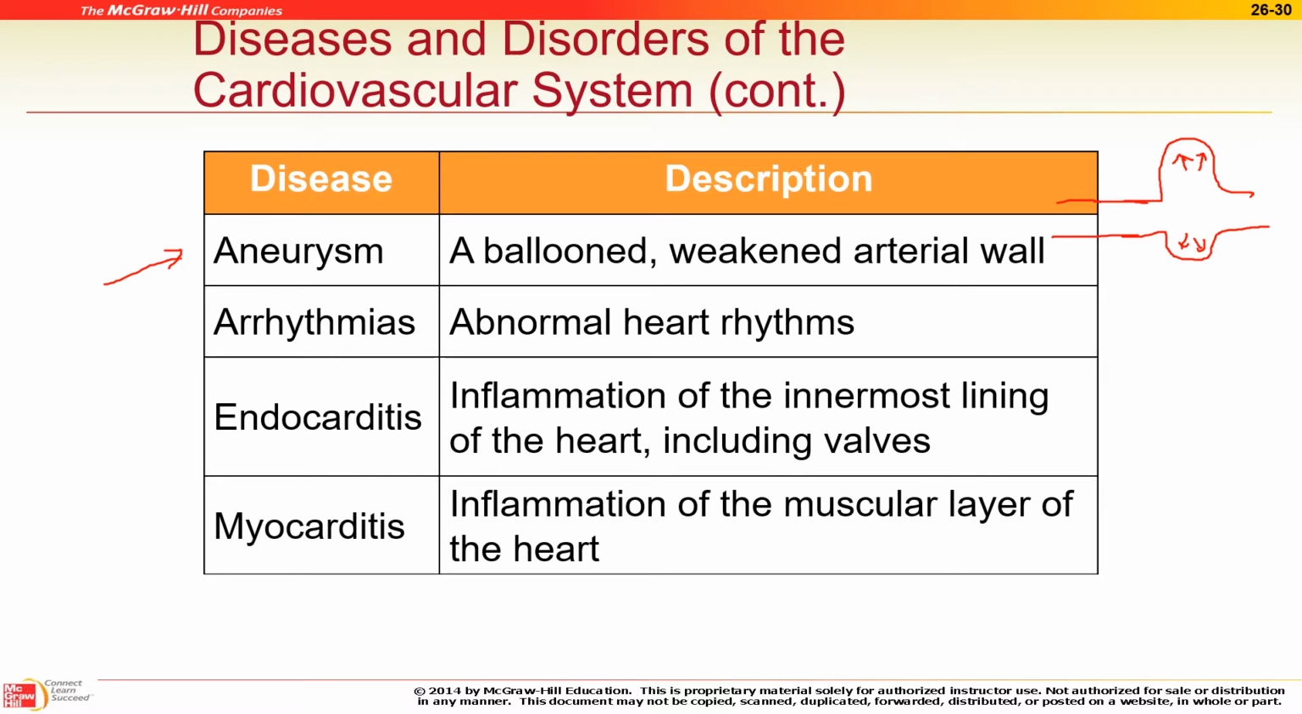Arrhythmia, abnormal heart rate. It can cause fibrillation, so atrial or ventricular fibrillation. The thing with atrial fibrillation is it can cause blood clots that can lead to heart attack and stroke.